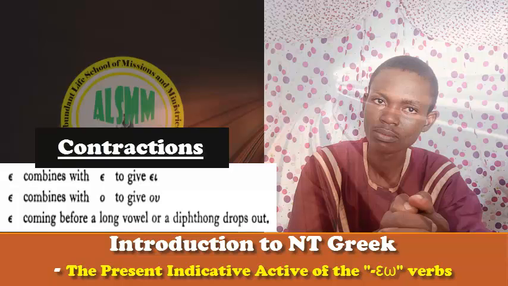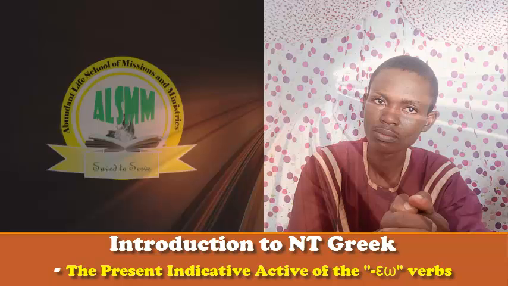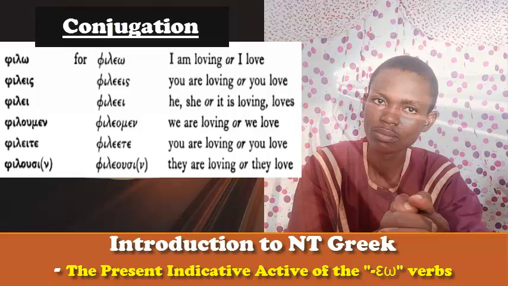Thus, for a conjugation, the first person, second person, and the third person with the singular and the plural. For all eo verbs, we shall therefore follow the pattern we're going to use for phileo. What is the meaning of phileo? Just as I said, it means I love.